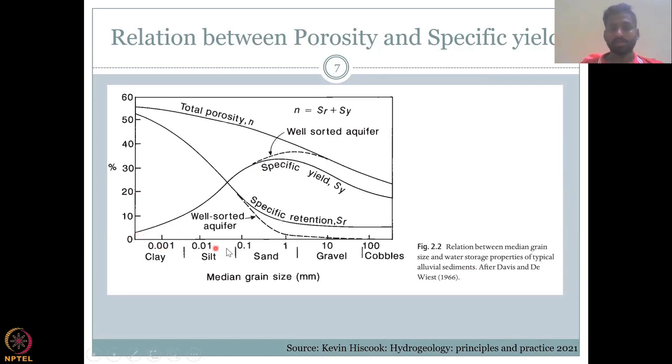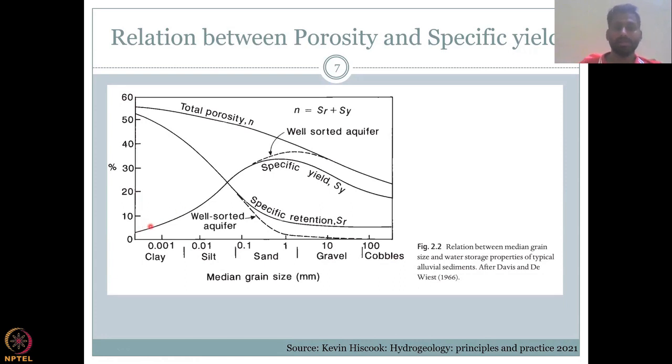And this is the size of the grain of clay. The clay grain is very, very small, so there is a lot of attachment between the particles, and the porosity is very high. And the same goes for silt, sand, gravel and cobbles. The grain size is given on the x-axis, and the y-axis gives you the specific yield and also the specific retention along with the porosity. All are in the same units, as percentage.